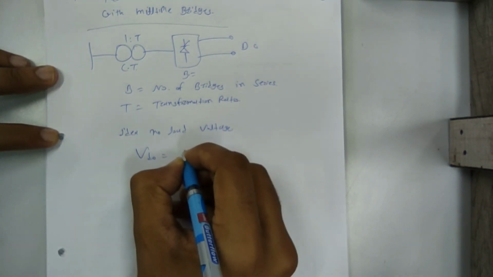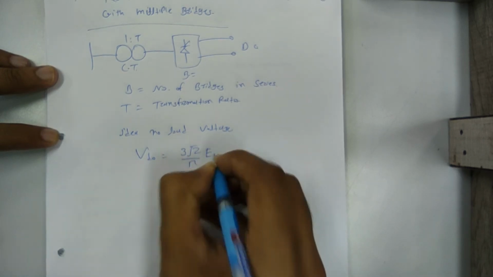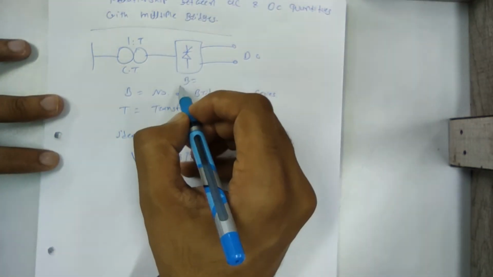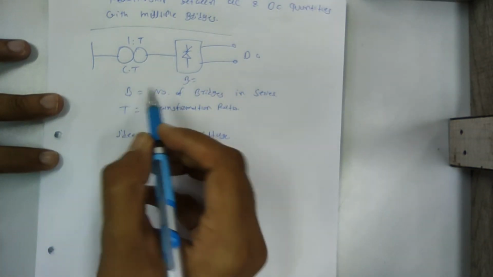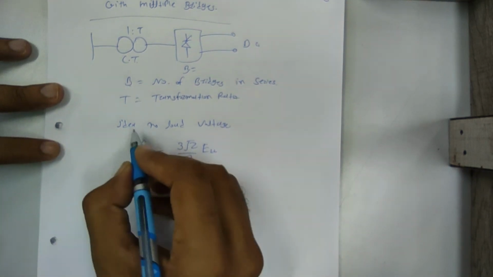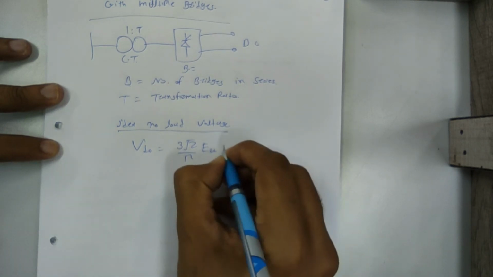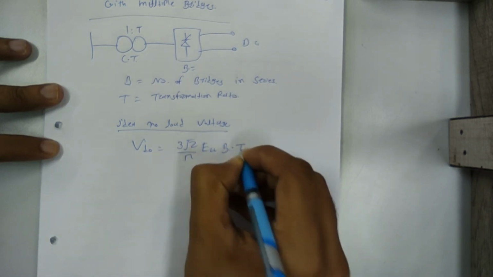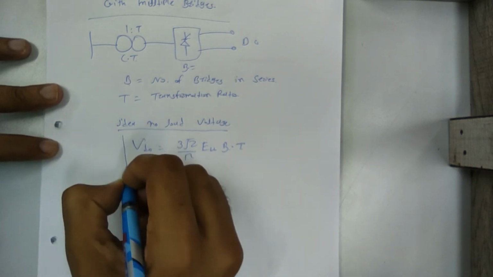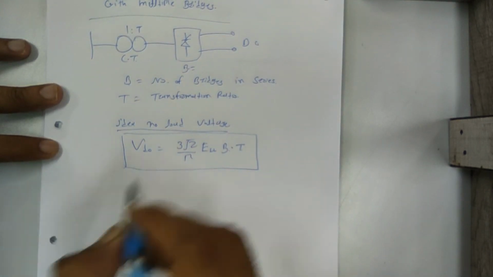VD0 is equal to 3 root 2 divided by pi into ELL in terms of line to line voltage. But here we use a number of bridges B, B number of bridges connected in series. So what is the average direct voltage at no load condition? That is B times the transformation ratio times 3 root 2 by pi ELL. So this is the equation of ideal no load voltage for the multiple bridge converters.